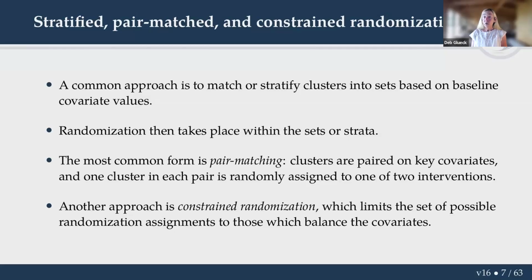Another approach is so-called constrained randomization. Constrained randomization identifies all possible randomization assignments, removes the possible randomization assignments which yield imbalance, leaves only the randomization assignments which control balance of the covariates at baseline, and then the randomization is chosen randomly among the possible randomizations that balance the covariates.